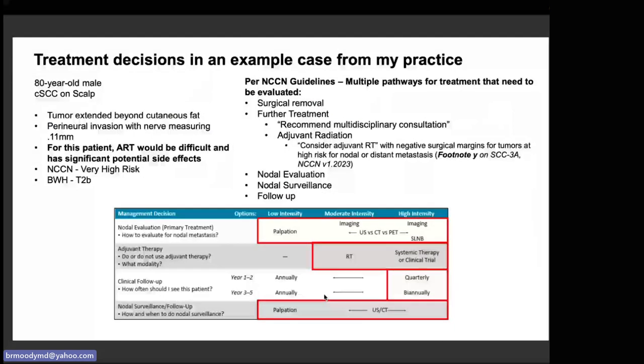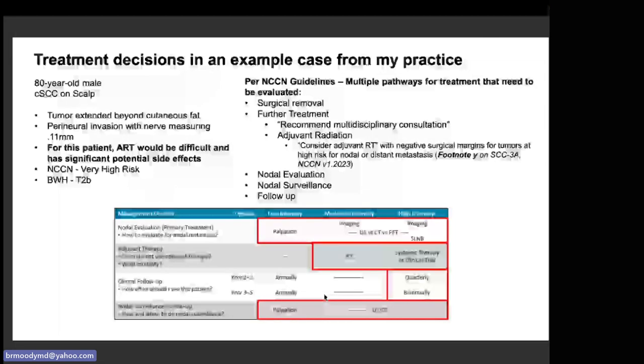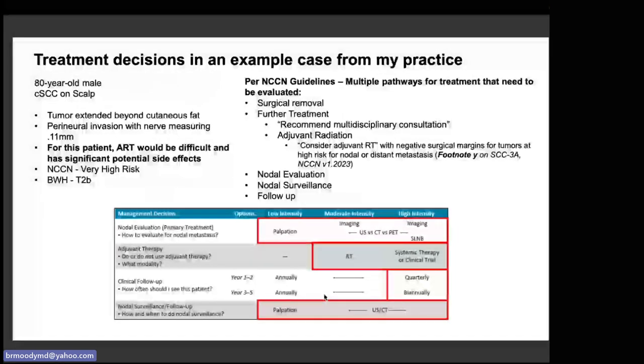So this is a real patient from my practice, to bring this home into something that I have to deal with every day. I saw an 80-year-old gentleman with a cutaneous SCC on the scalp. Perineural invasion was detected, and it measured 0.11. So it reached that threshold of actionability of AJCC, Brigham and Women's, and the NCCN guidelines of 0.1 or greater nerve size. In fact, this is one where NCCN guidelines tell us to consider adjuvant radiation therapy. He was NCCN very high risk and a Brigham and Women's T2B.